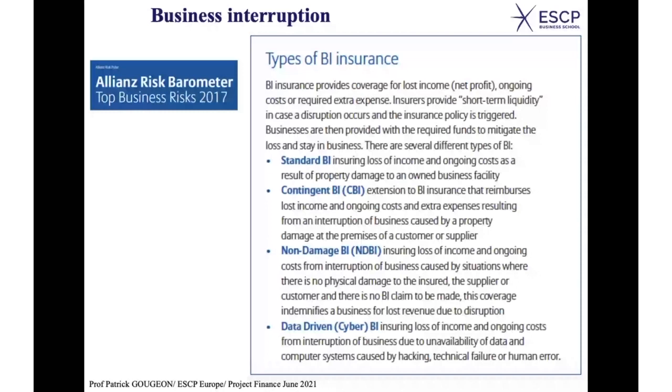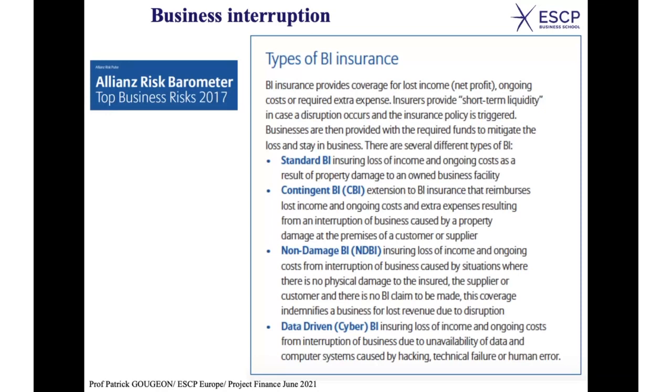Non-damage BI ensures loss of income and ongoing costs from interruption of business caused by a situation where there is no physical damage to the insured, the supplier or customer. For instance, if you have a business interruption which is due to, let's say, a pandemic, it has nothing to do with damage to your facility, but it may cause a business interruption because there are new regulations in the country that say that people have to stay home and the like. In this case, it may work. You may benefit from the coverage.